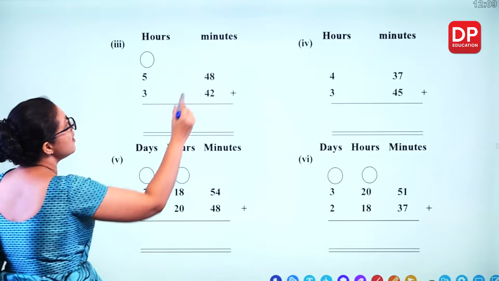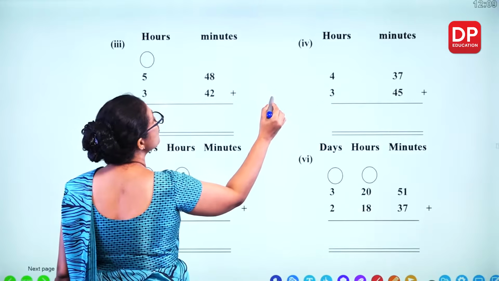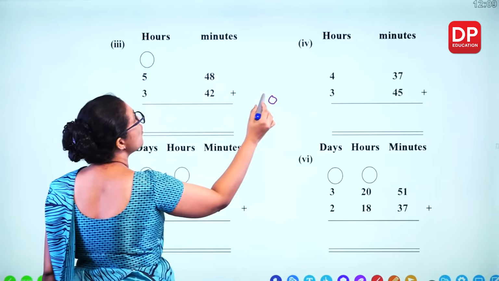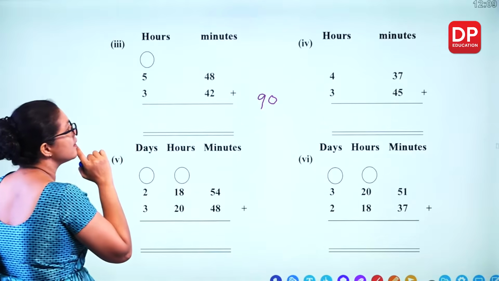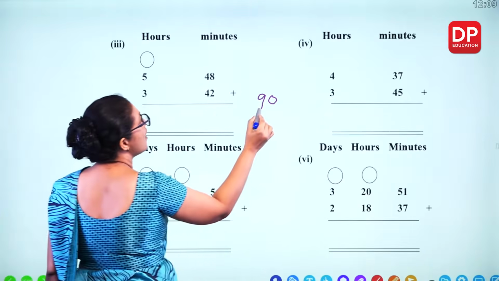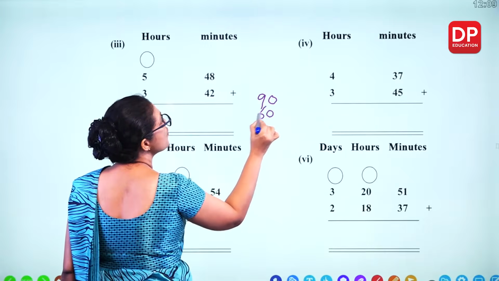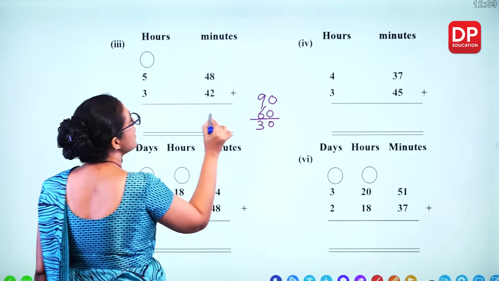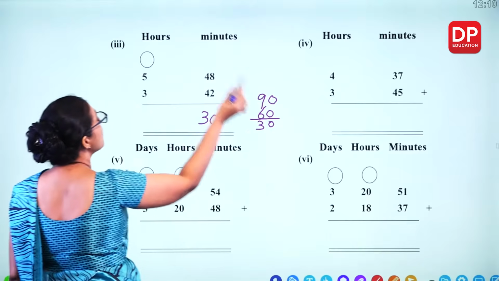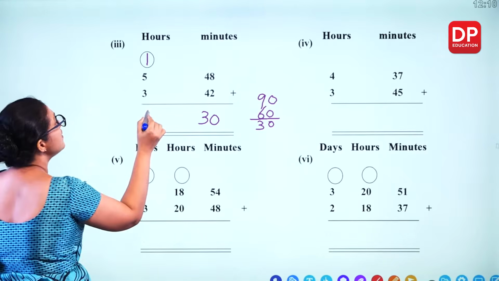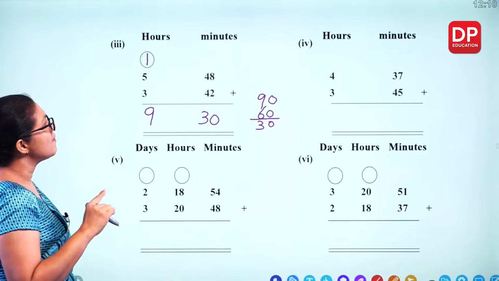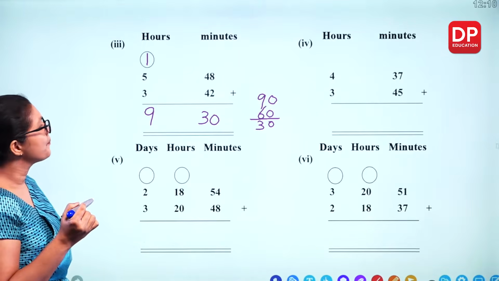This one, add these two. 8 plus 2, 10. 4 plus 4, 8. 8 and 1, 9. 90 you can't write. So you can subtract 60. So you get 30 here. Take 1 there. 5 plus 3, 8. 8 plus 1, 9. 9 hours and 30 minutes.